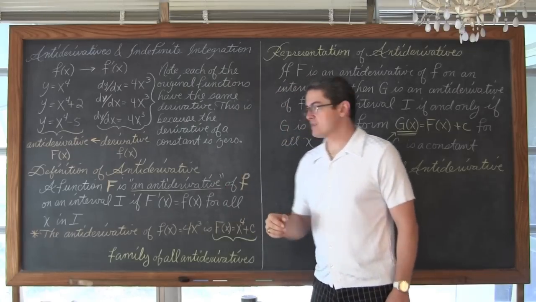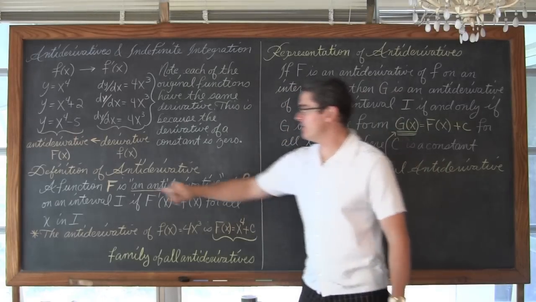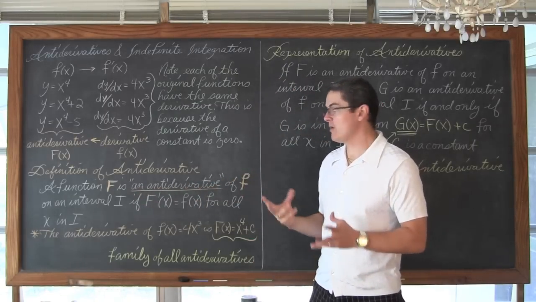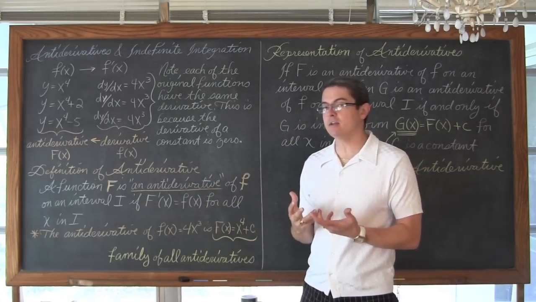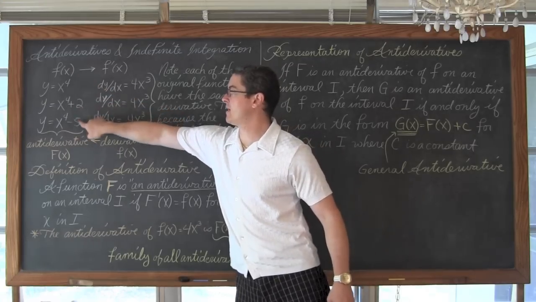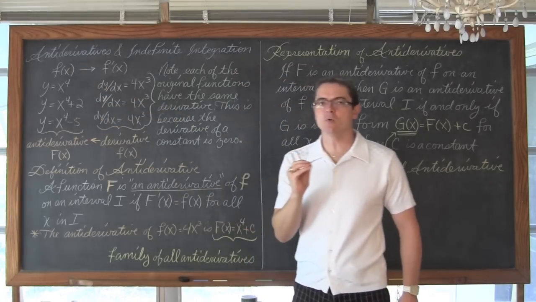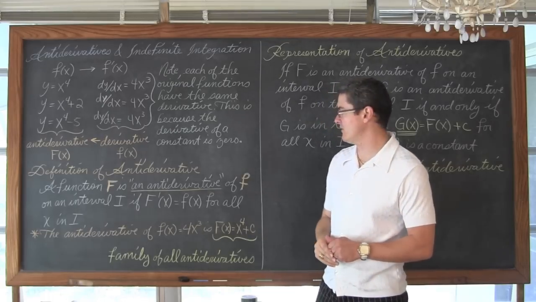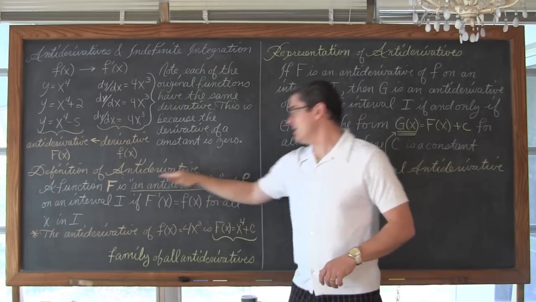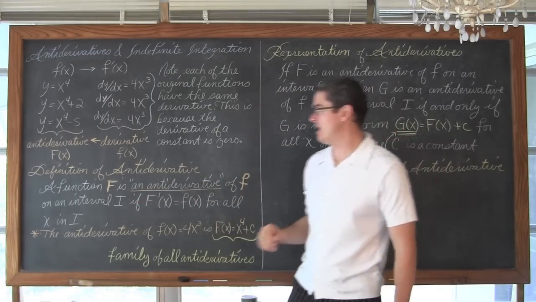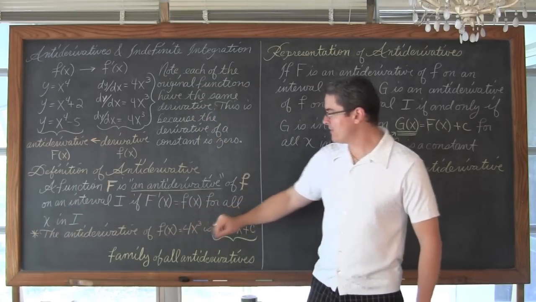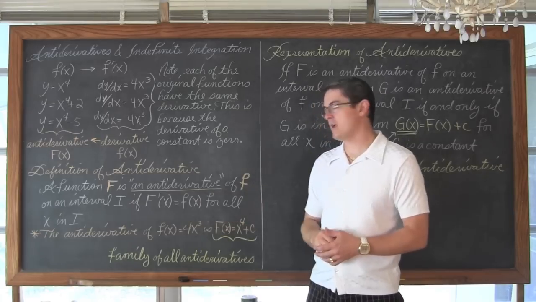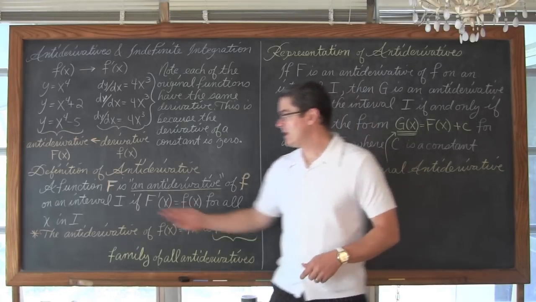The definition of an antiderivative: a function capital F is an antiderivative of lowercase f on an interval I if the derivative of capital F of x is equal to lowercase f of x for all x in I. We are not going to be able to find the actual original function, or find out what that constant was at the end of the function, if there was one, unless we have some more information given.